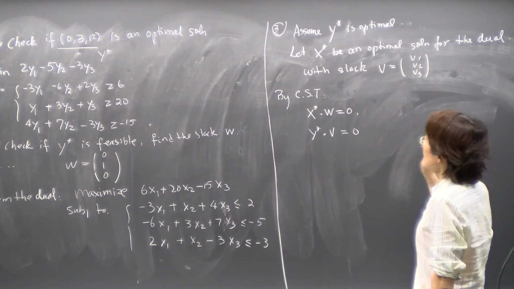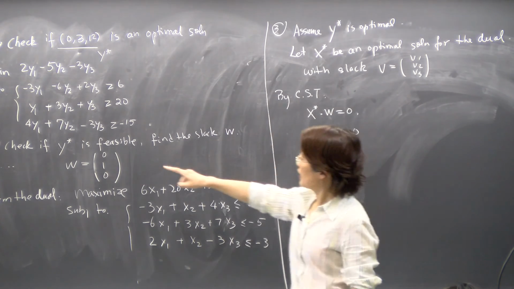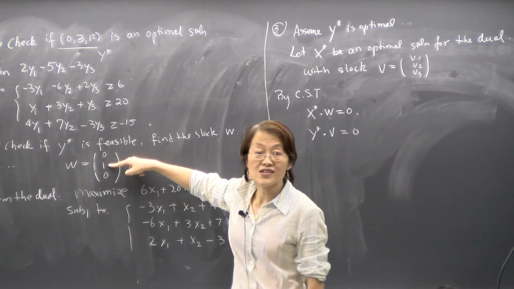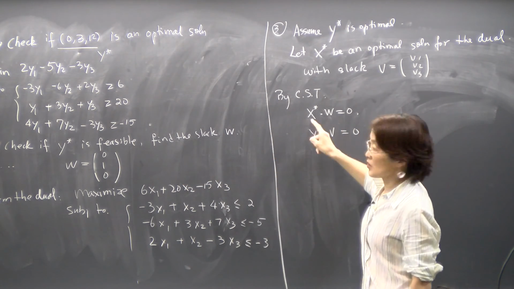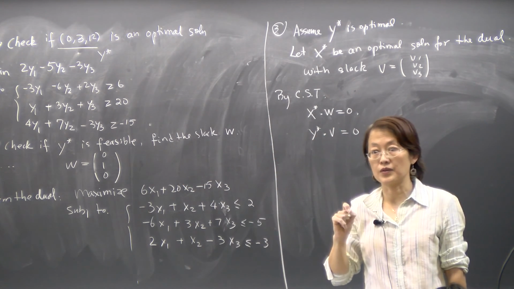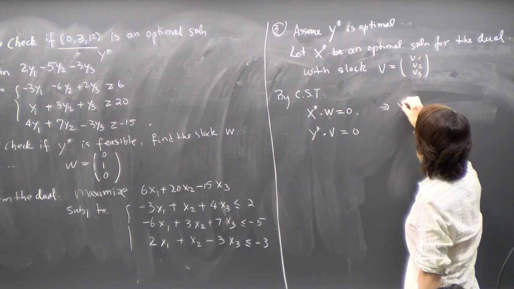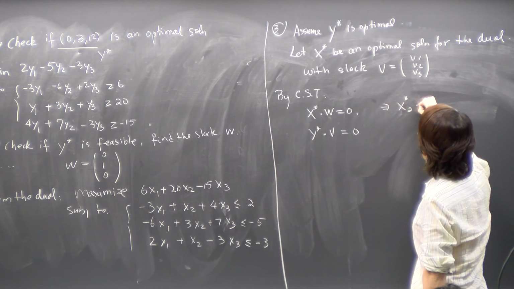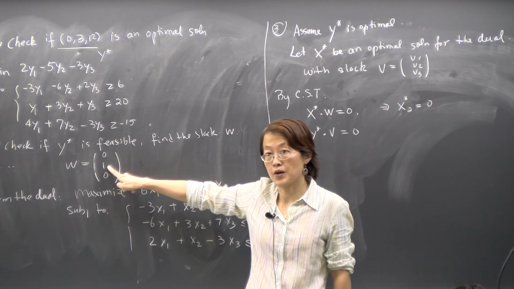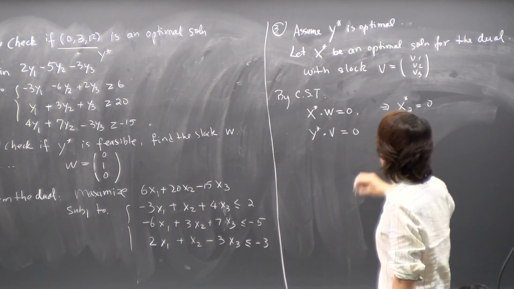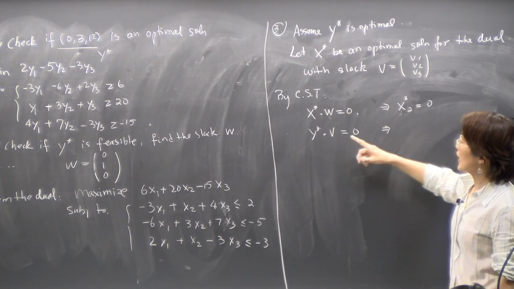Okay, so what can we conclude from here? Then you go to the W here and you find out where it is non-zero. Wherever it is non-zero, the corresponding x must be 0, otherwise you won't get 0. Is that right? So this tells you x star of 2 must be 0, because the second position of W is positive. Is that okay?